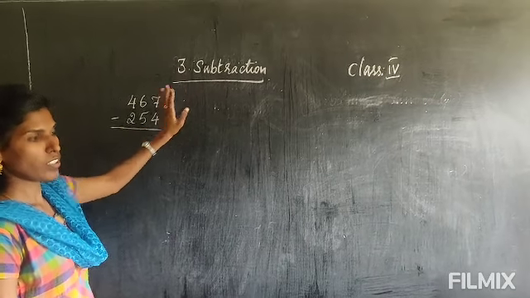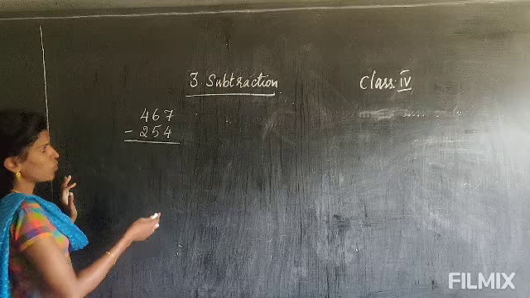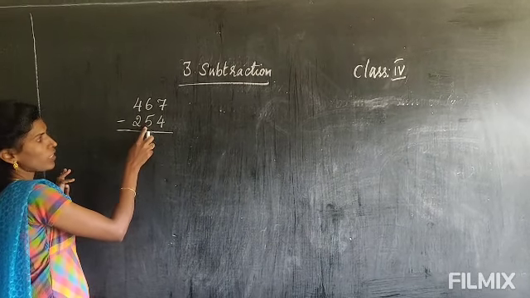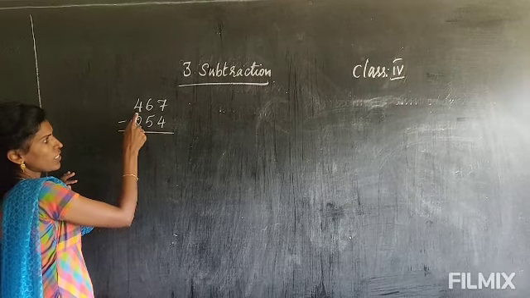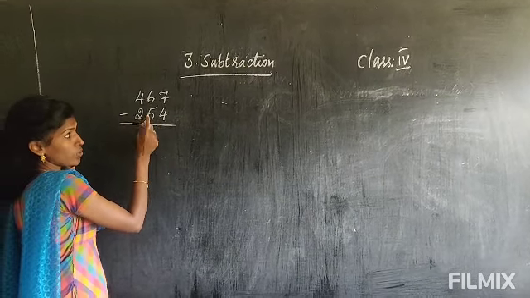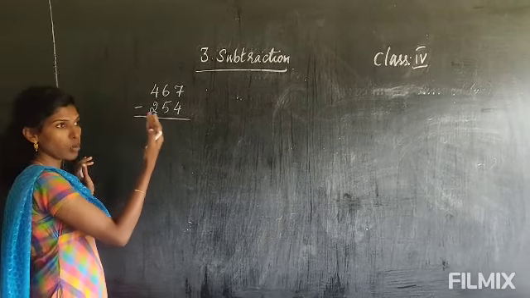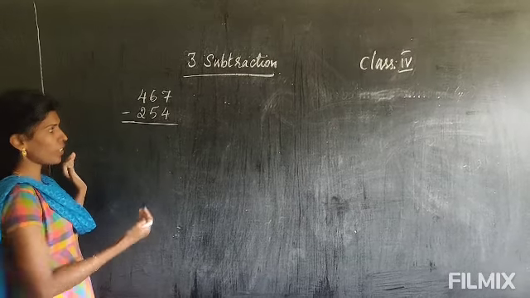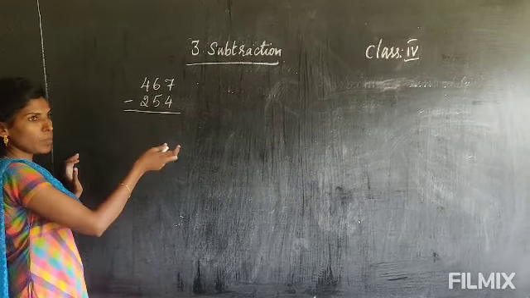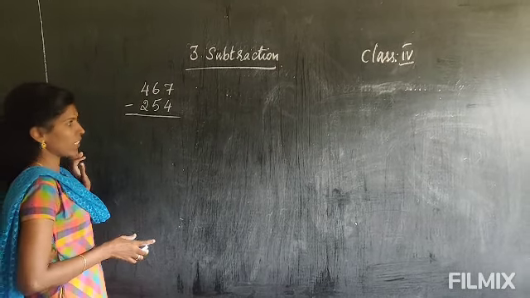So in subtraction, let me give you a little more reminder of what you learned last year. From this number we are going to subtract. When you look at these numbers, you can see this is a bigger number and this is a smaller number. So we can minus only from the bigger number to the smaller number. We cannot minus from a smaller number to a bigger number. So always remember, the big number must be first and the small number must be second to minus.